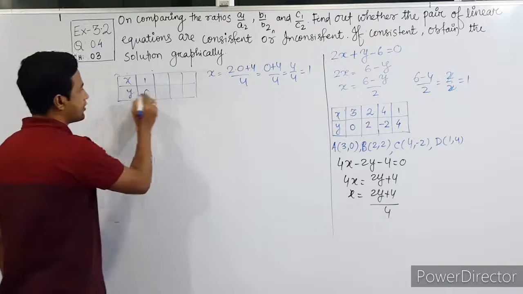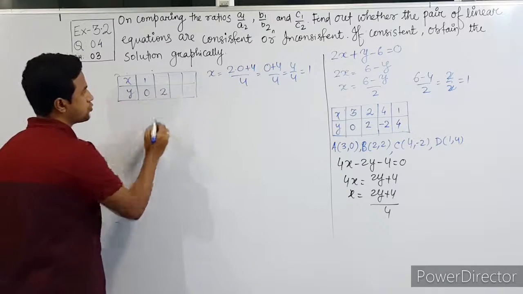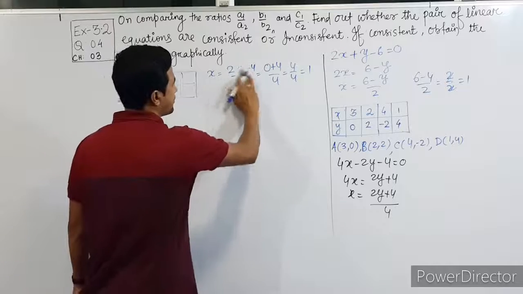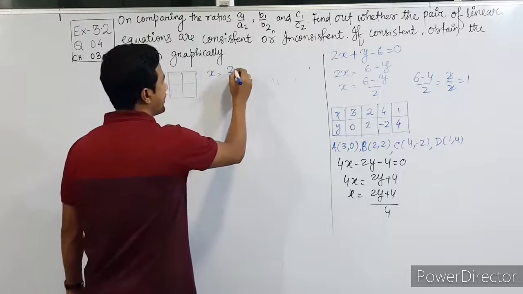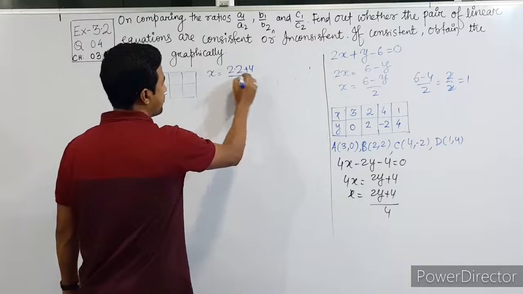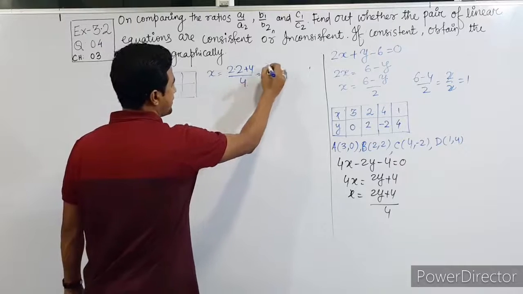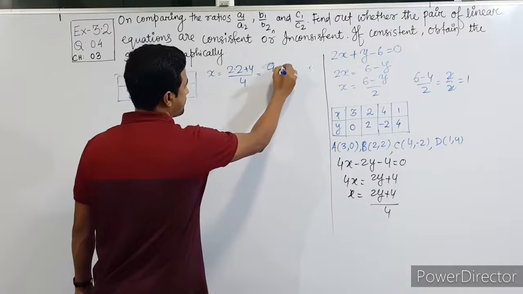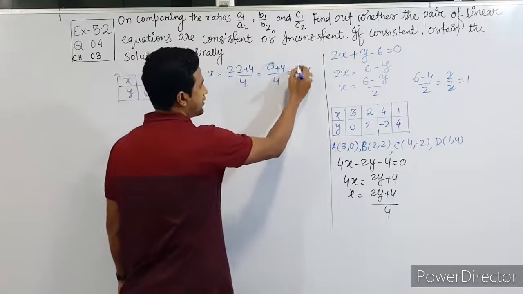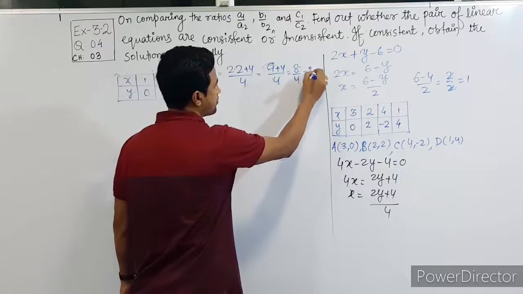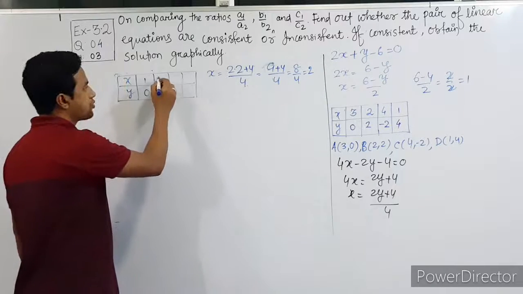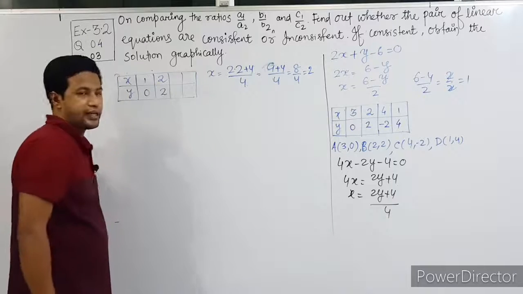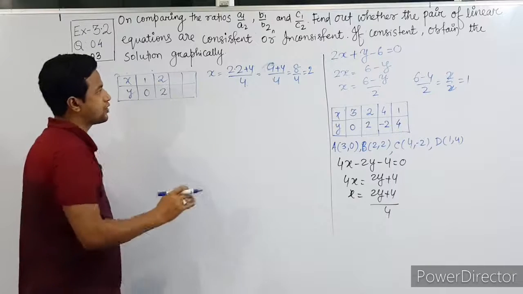Now let's take the value of y is equal to, suppose, 2. If I put 2 here, what do I get? (2 into 2 plus 4) by 4. This is 4 plus 4 by 4, that is 8 by 4. I got the answer 2. So when I take the value of y equal to 2, I get x is also equal to 2. Let's go for the next one.